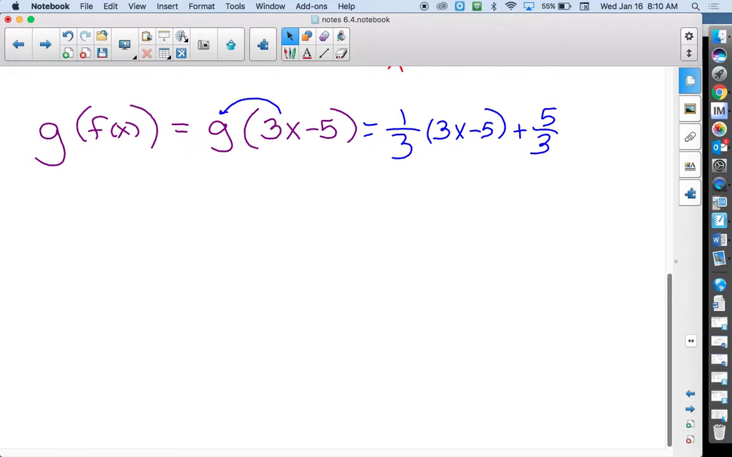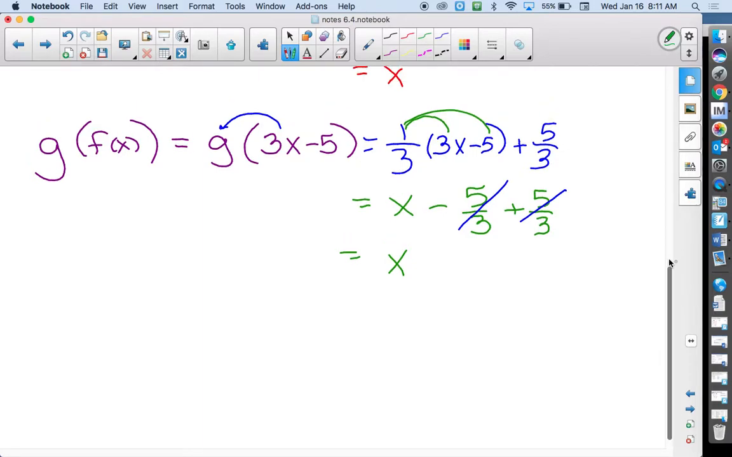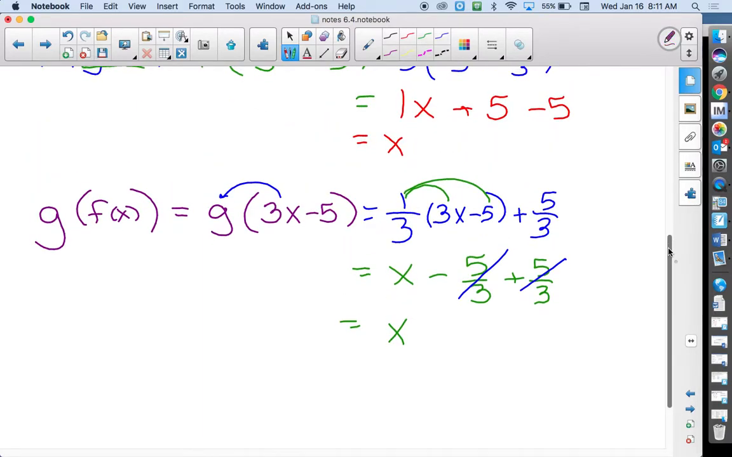So, 1/3 times 3x is x, and 1/3 times -5. And then that simplifies to become x, because these cancel, and you just get x. So, verify. We've now verified.